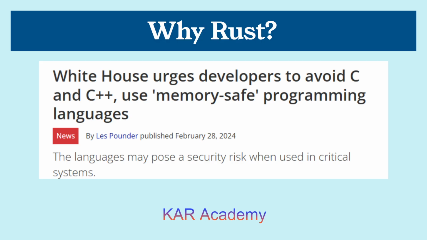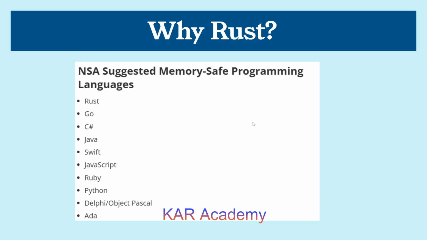So the White House has recently encouraged the adoption of memory-safe programming languages like Rust over traditional languages such as C and C++. The recommendation is part of a broader effort to improve software security and reduce vulnerabilities in critical infrastructure and various enterprise systems.